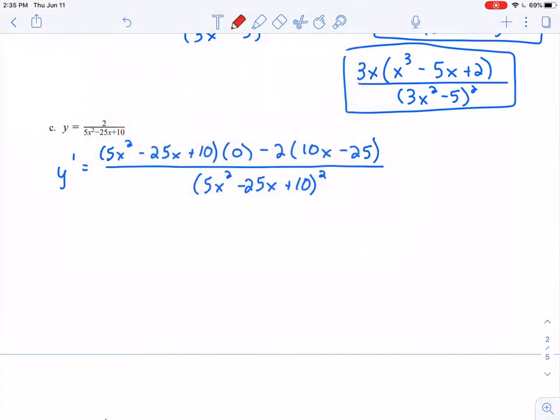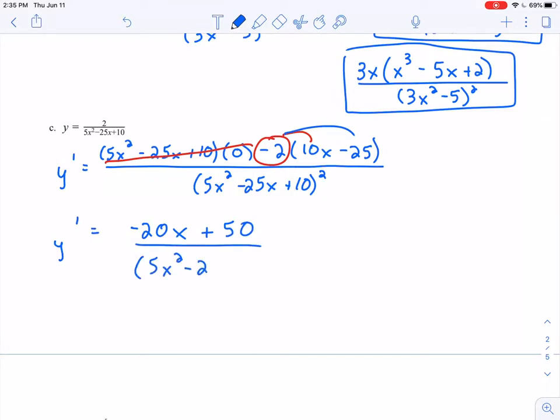Now notice here I've got this whole thing right here times 0, right? Anything times 0 is just 0. This whole first term, so to speak, is going to drop off. I just need to take this minus 2 and distribute that to each term in my numerator. So we'll have y prime equals negative 20x plus 50 all over 5x squared minus 25x plus 10 quantity squared. And again, we could simplify that more.